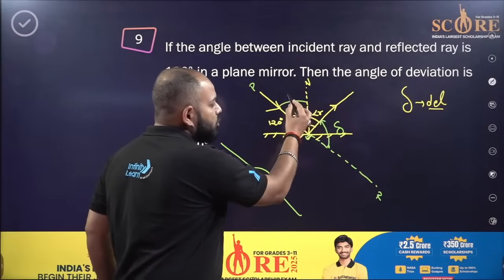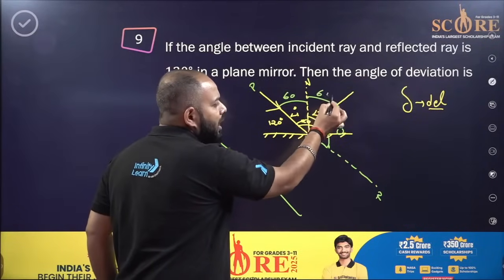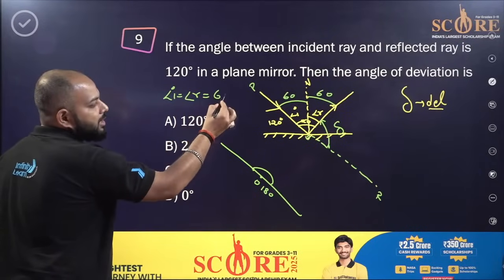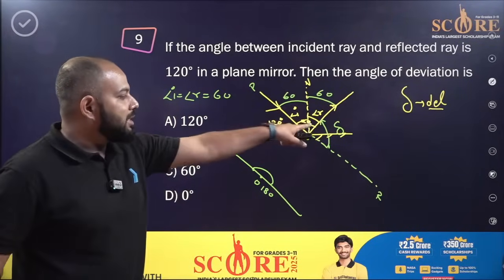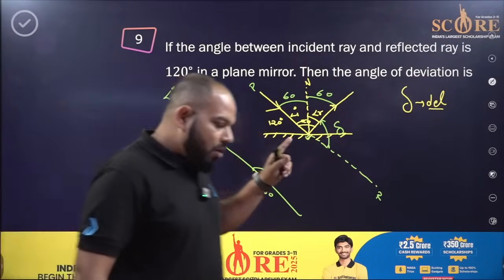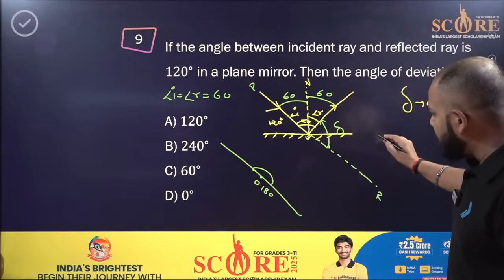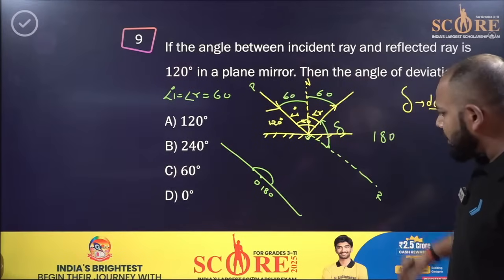So this angle is also 60, because angle I is equal to angle R. This we all know according to the law of reflection. That is 60 each. So 60 and 60, that becomes 120. So for this 180 degree, for this 180 degree complete, what can we say? 180 degree it is there, na.